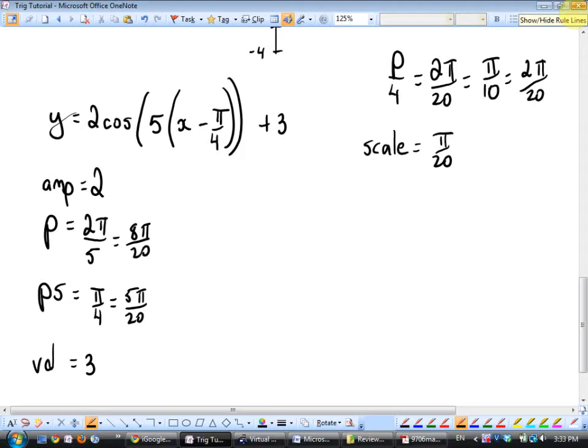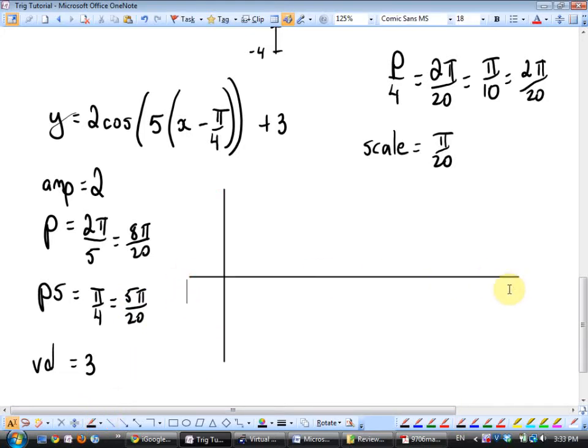Okay. Is my phase shift to the left or to the right? So if I was freehanding, then I would say, you know what? Let's put my y-axis way over here and give myself lots of room going that way.